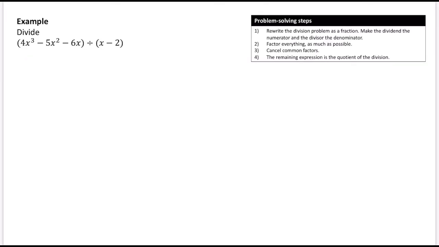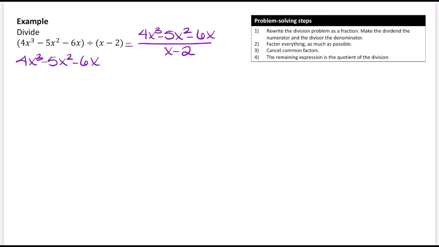So let's try this example. If I rewrite this as a fraction, I have 4x cubed minus 5x squared minus 6x over x minus 2. Let's first factor the numerator. We have 4x cubed minus 5x squared minus 6x, and notice that these terms have a GCF. The GCF I can factor out is x. So I'm going to factor an x out of every term, which means I have 4x cubed over x minus 5x squared over x minus 6x over x.